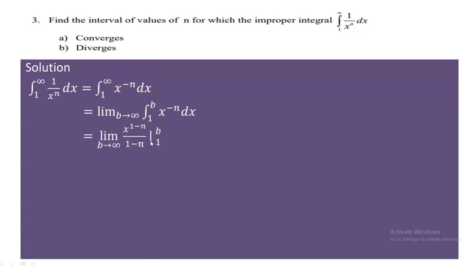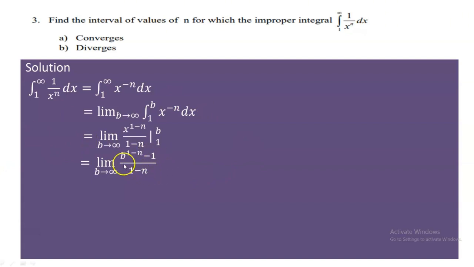So using the power rule, this is going to be the limit of x to the power of 1 minus n. You simply add 1 to the exponent, and 1 minus n over 1 minus n, and now substitute b and 1 in place of x. As you see, this is going to be the limit of, put b in x, b to the power of 1 minus n, minus, put 1 in x, 1 to the power of 1 minus n, over 1 minus n.